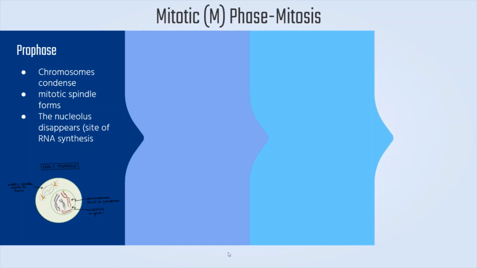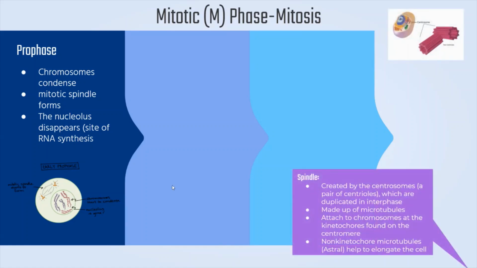site of RNA synthesis. So what is a mitotic spindle? A spindle is created by the centrosomes, which is a pair of centrioles. So in this diagram, two centrioles will make up one centrosome, and a centrosome is duplicated in interphase. So there will be two total centrosomes. And they are made up of microtubules, and they will attach to chromosomes at kinetochores found at the centromere.